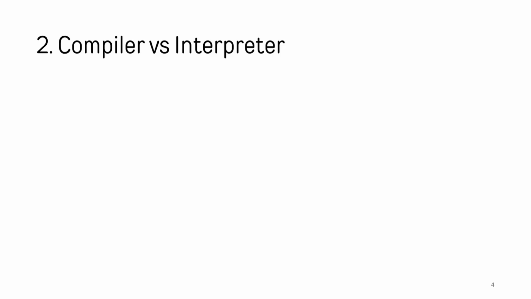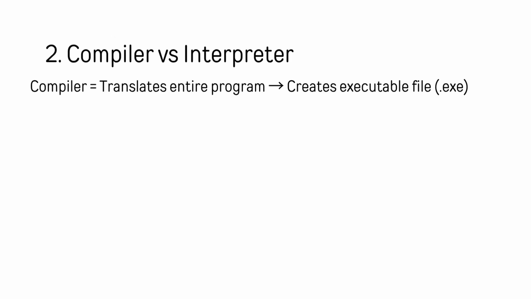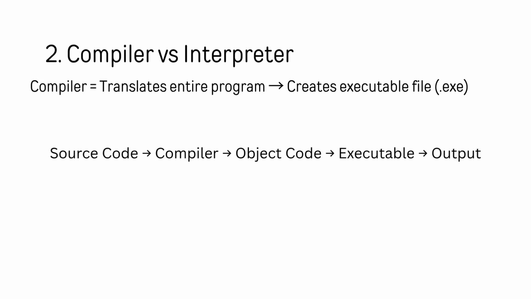There are two main ways this translation happens: compilation and interpretation. Let's see the difference. A compiler translates the entire program at once before execution. If there are any errors, it reports them all together. Once compiled successfully, you get an executable file that runs quickly.